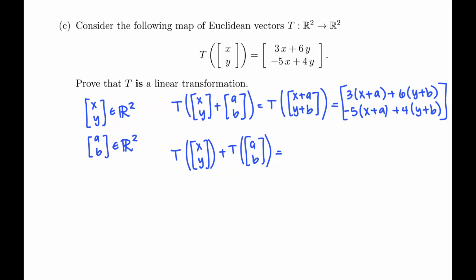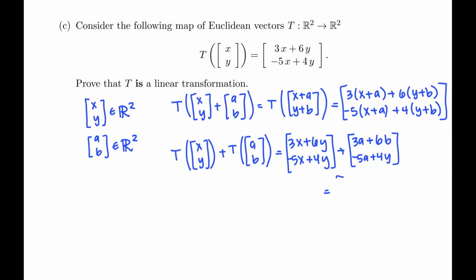Well, in that case, we would have had a 3x plus 6y and a negative 5x plus 4y. I love that. We don't even have to really think. We're just copying down the map. And then for the second image, the image of a, b, I do have to do a little swap out, plus 3a plus 6b, negative 5a plus 4b. I might like one more step to combine this into a single vector. So now we have 3x plus 6y plus 3a plus 6b all over, not over, but can't stop myself.